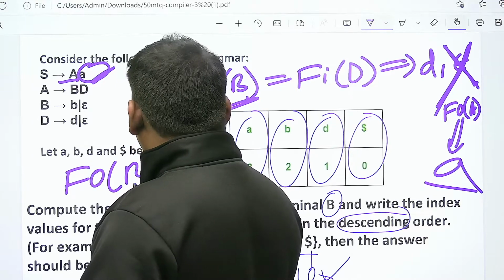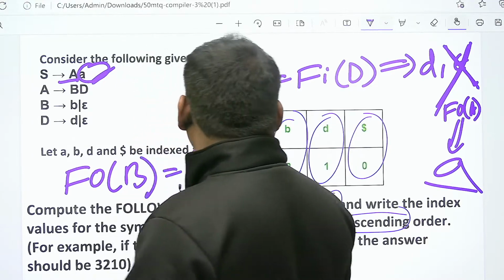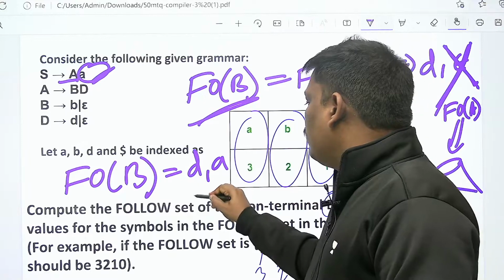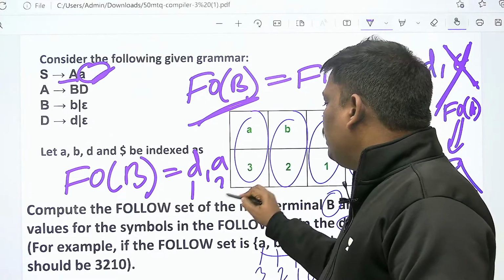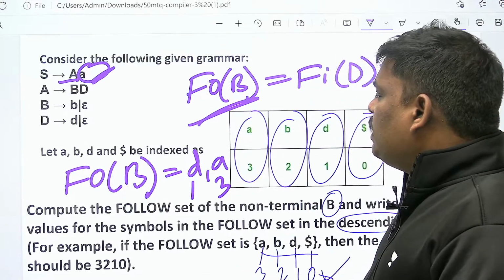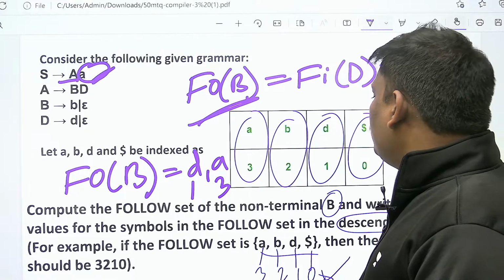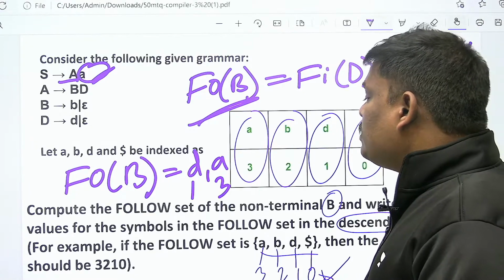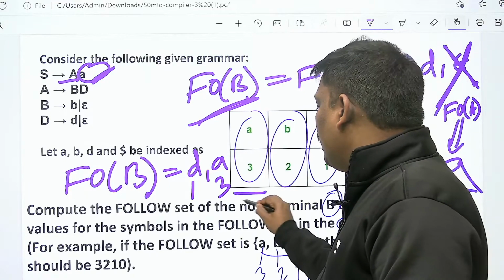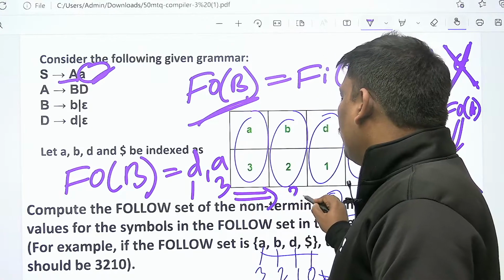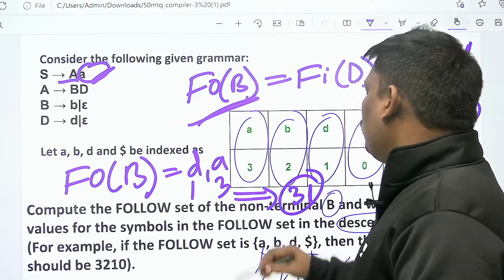D and A. Can anyone help me now? What is the D index number? 1. What is the A index number? 3. Follow of B is DA. D index number is 1, A index number is 3. But you have to write in descending order. What is the answer? 3, 1. Descending order you have to write.